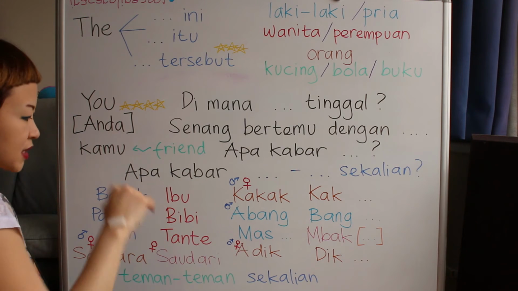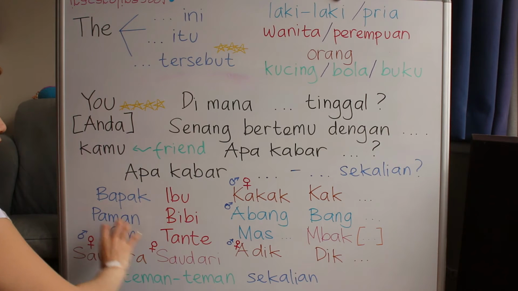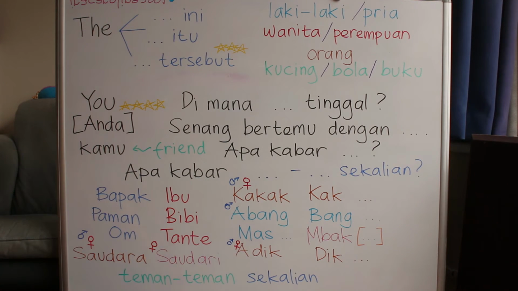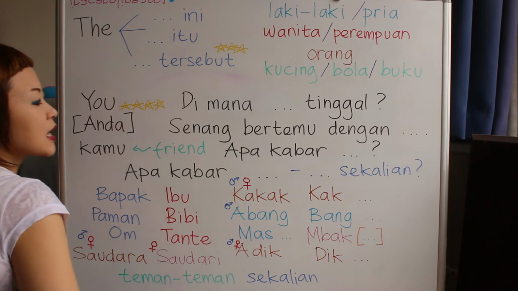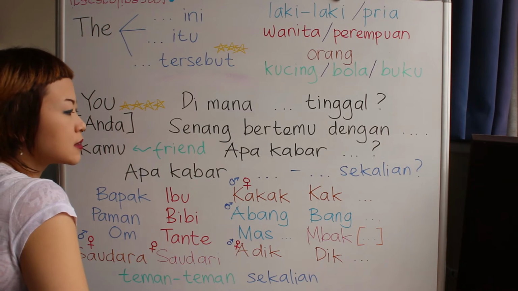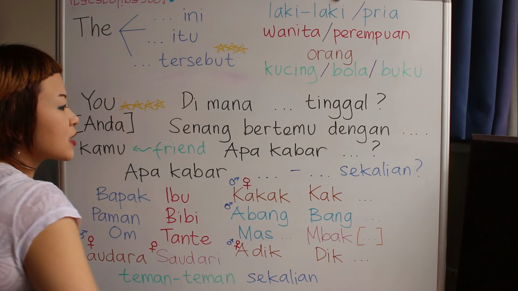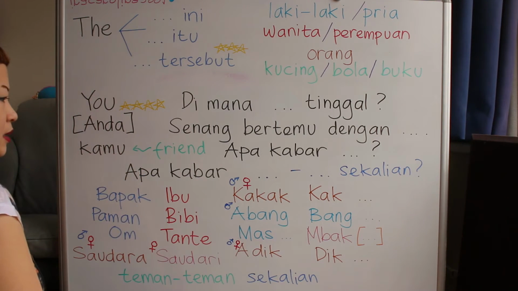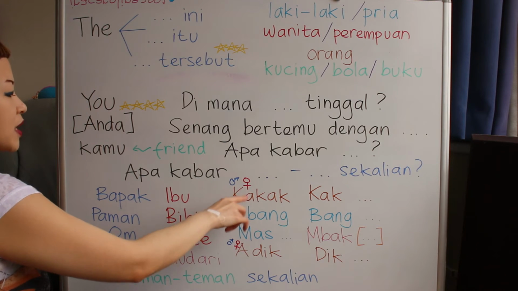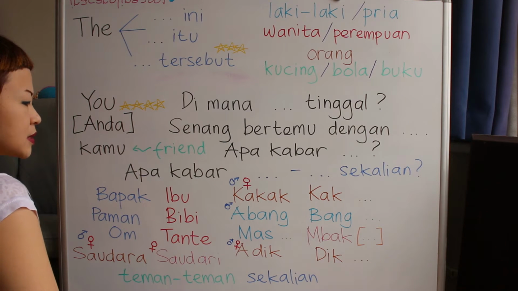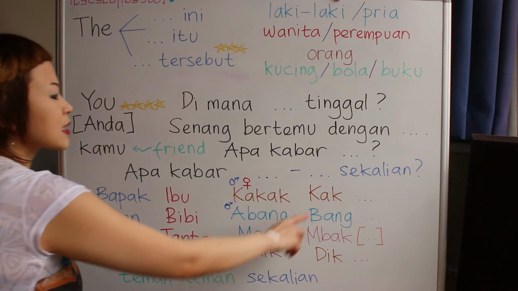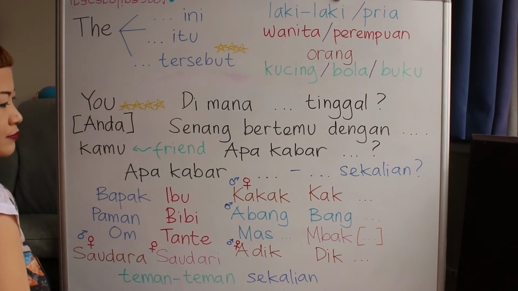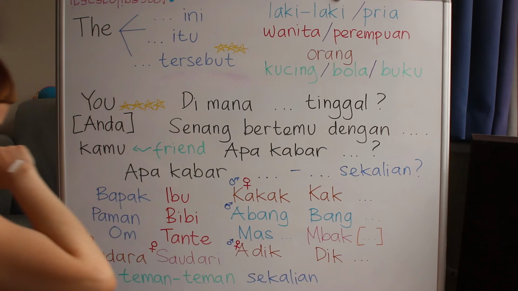And not old enough to be called uncle or aunt or sir and Mrs., we call with kakak or kak, and then the name. Kakak for male and female, kakak or kak Ira. You put the name here.